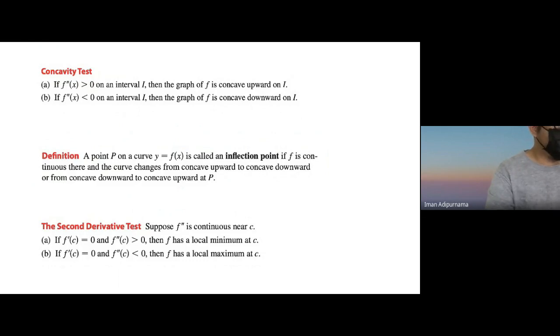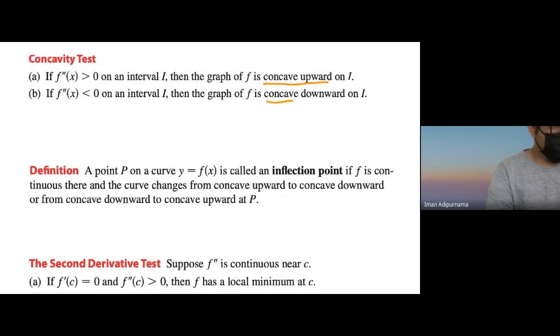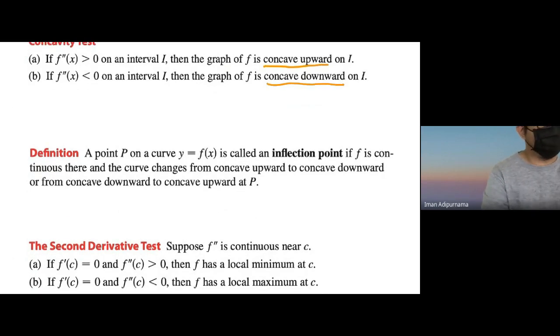What concavity means: if concavity is positive, concave upward. If concavity is negative, it's concave downward. So second derivative positive, second derivative negative. And then you will have a point called the inflection point. The function needs to be continuous, and the curve changes from concave upward to concave downward. That's the key. If you see any change, that will be the inflection point. And also from downward to upward.